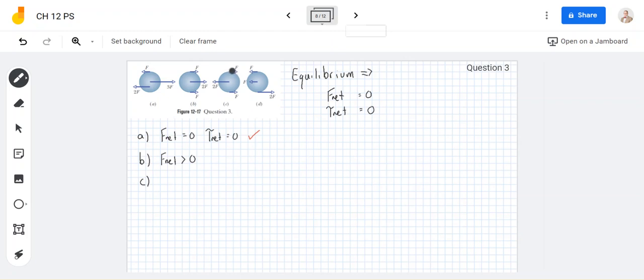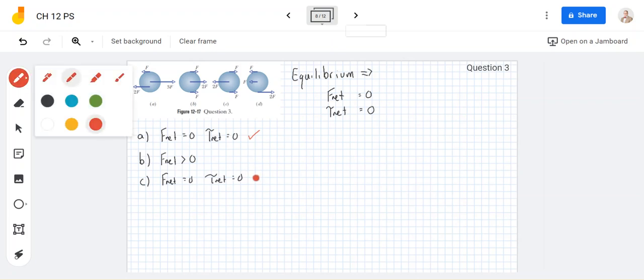And this is supplying a torque, making it rotate clockwise. This is supplying a torque, making it rotate counterclockwise. So I think that for this one, F net is equal to 0, and the net torque is equal to 0. So I'm going to say C is also in equilibrium.